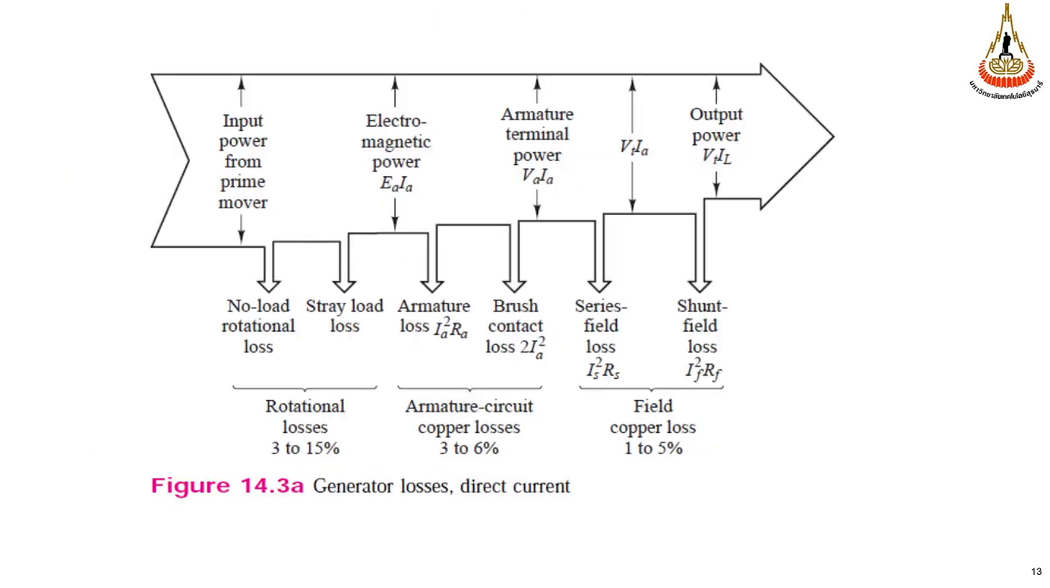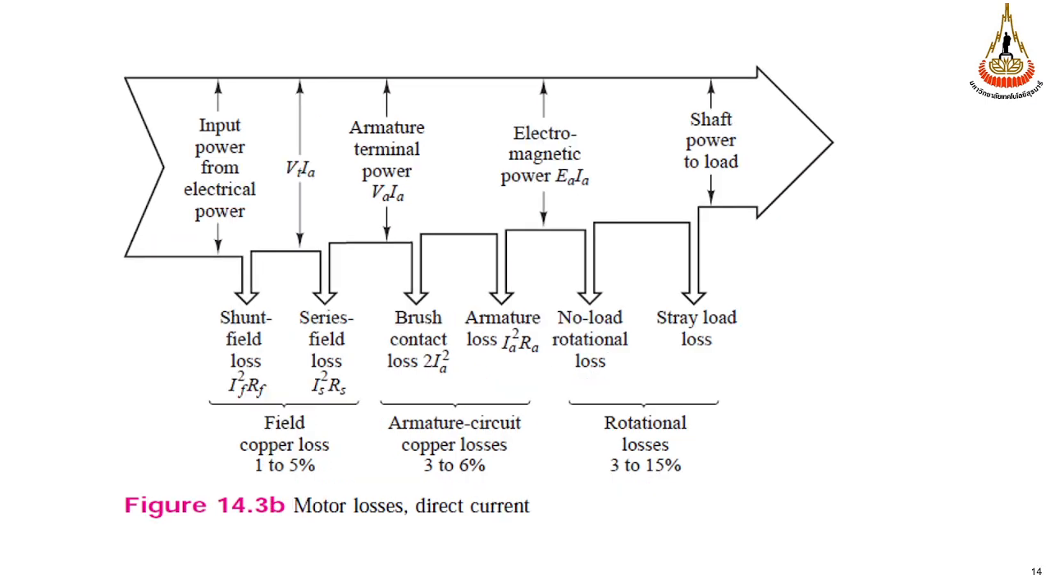The loss in the machine comes from many parts. For example, we lose in rotational loss, the loss in the magnetic circuit, and the copper loss: winding loss, copper loss, and field copper loss. If it acts as the motor, it's similar. We have field copper loss and armature circuit loss, and rotational loss, because of the structure of the machine.